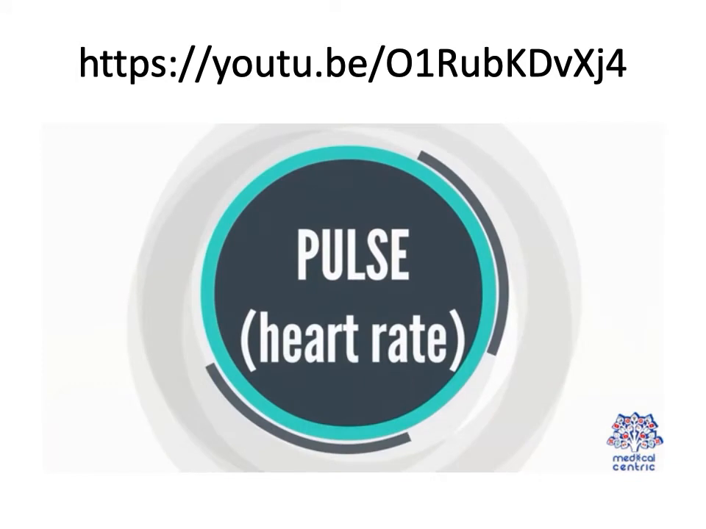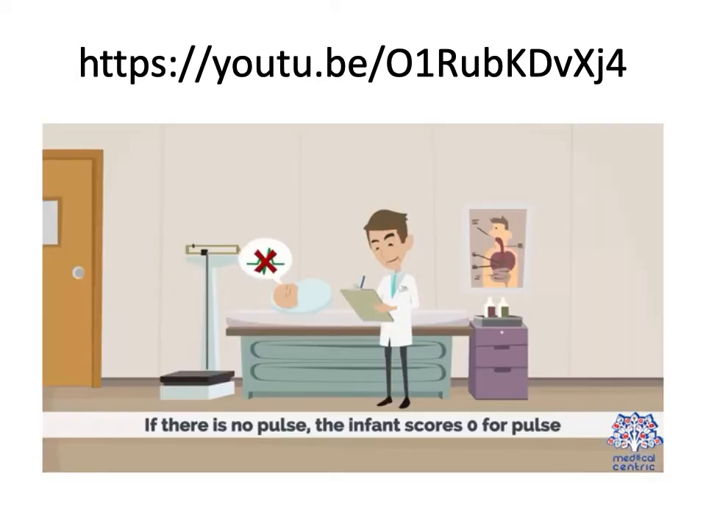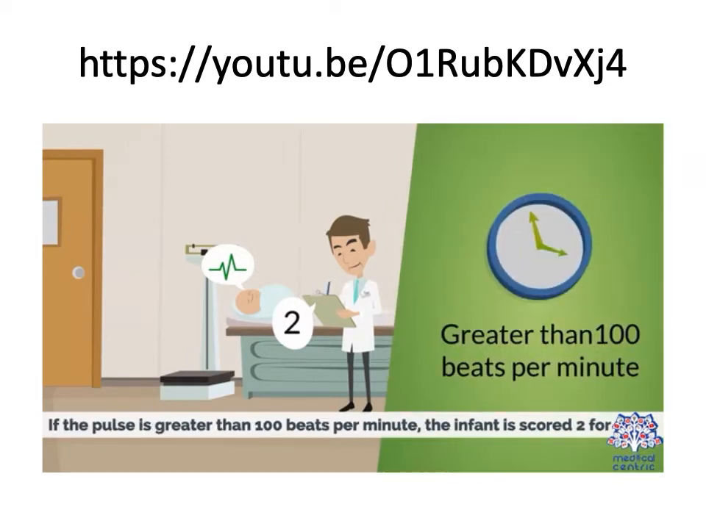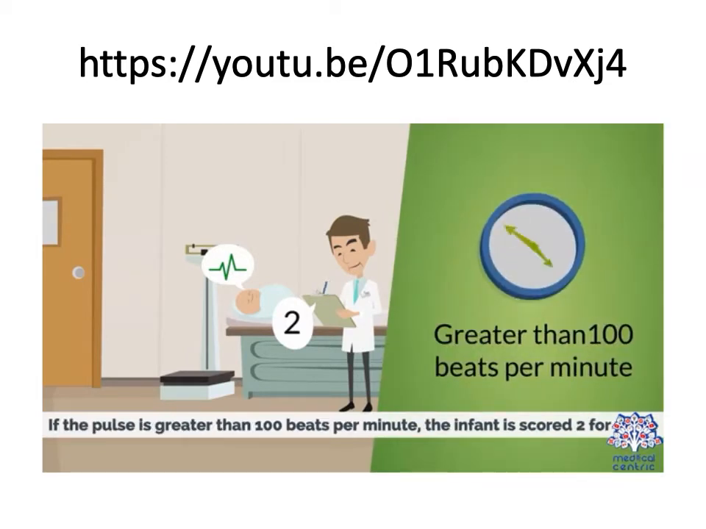Pulse, or heart rate. If there is no pulse, the infant scores 0 for pulse. If the pulse is less than 100 beats per minute, the infant is scored 1 for pulse. If the pulse is greater than 100 beats per minute, the infant is scored 2 for pulse.